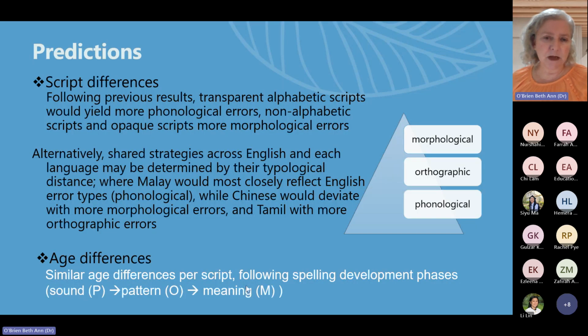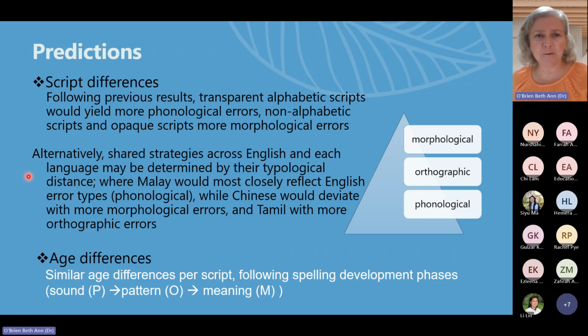Okay, so for this study, we also had similar predictions with regard to script differences. We would expect the transparent alphabetic scripts to yield more phonological errors, and the non-alphabetic scripts and the opaque scripts to show perhaps more morphological errors. Alternatively, we thought that since these children are learning to read and write in two languages at the same time, and one of those is English, they might be sharing strategies for reading or writing across the languages that they're learning.